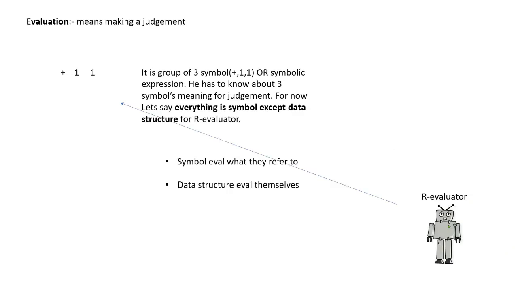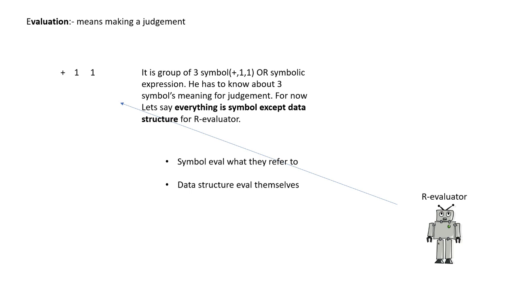So plus 1 1, it is a 3 symbol. It is a group of symbols, so you can also say that it is a symbolic expression. So our evaluator has to know about the symbols' meaning for the judgment. Evaluation means making a judgment about something.